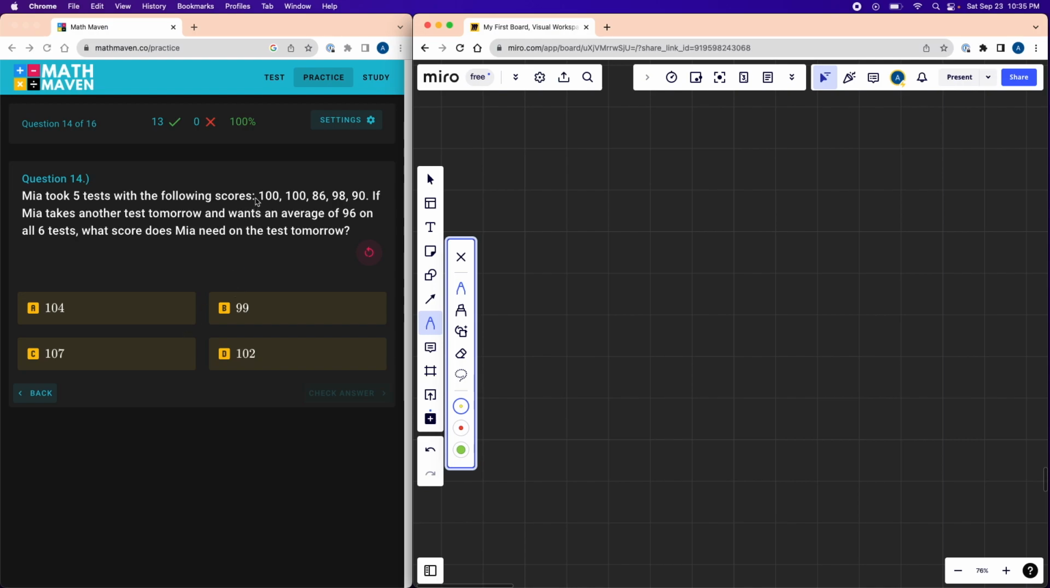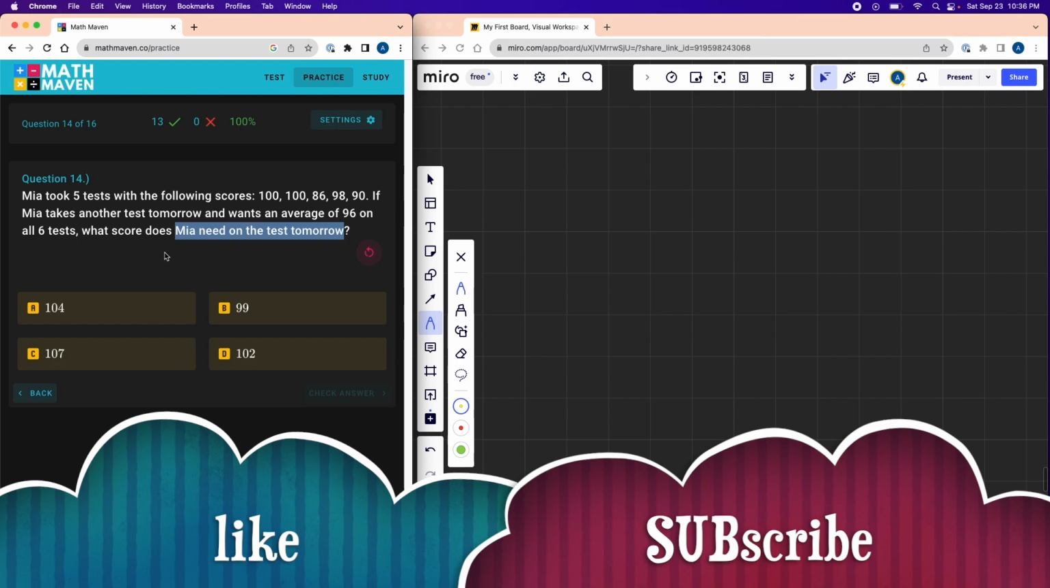All right, so let me just reread that a little bit slower here. Maya took 5 tests. The scores of those 5 tests are shown right here. And then she's going to take another test tomorrow, meaning that will be the 6th test. She wants an average for all 6 tests to be 96. So if she wants an average of 96, what does she need on that test tomorrow? What score does she need on the test tomorrow? So press pause and try this one out on your own.